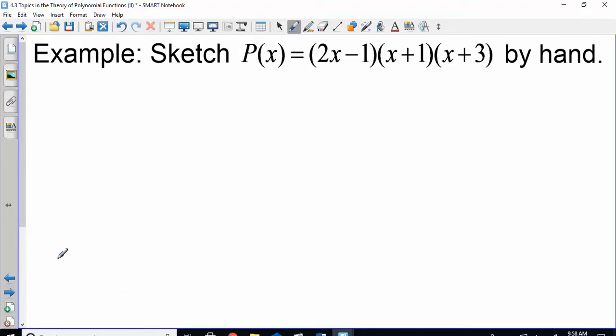So let's do a problem. We are going to sketch this by hand, and then we'll just use our calculator to confirm that we are correct. So here's our polynomial. Step 1, I want the end behavior.